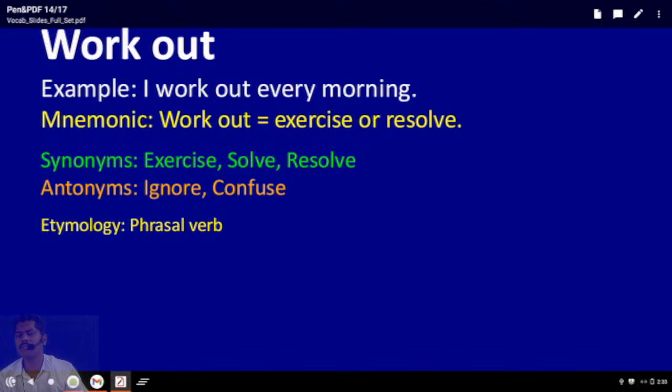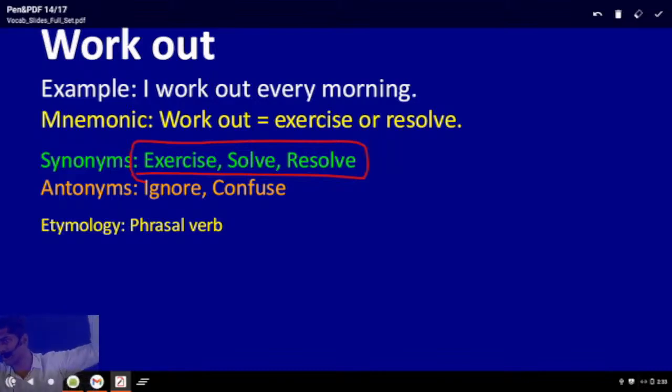Workout. Workout has multiple meanings. Physical workout, exercise, doing exercise is workouts. How many of you do workouts in the morning, physical exercise? Workout has another meaning. Sir, my plan worked out, sir. I have done an experiment. My experiment became successful. It worked out. Become successful, getting the solution for a problem.